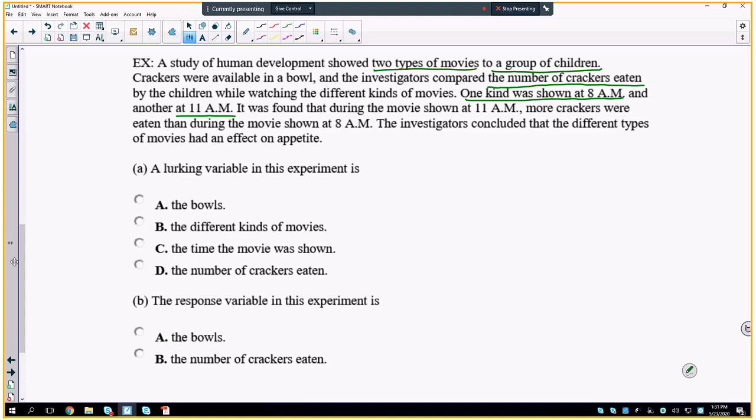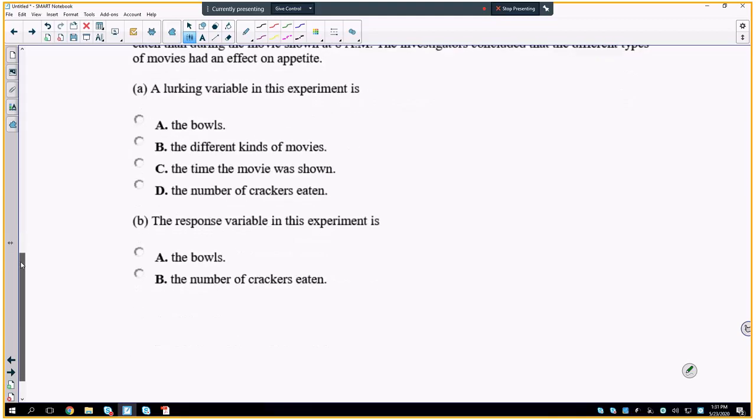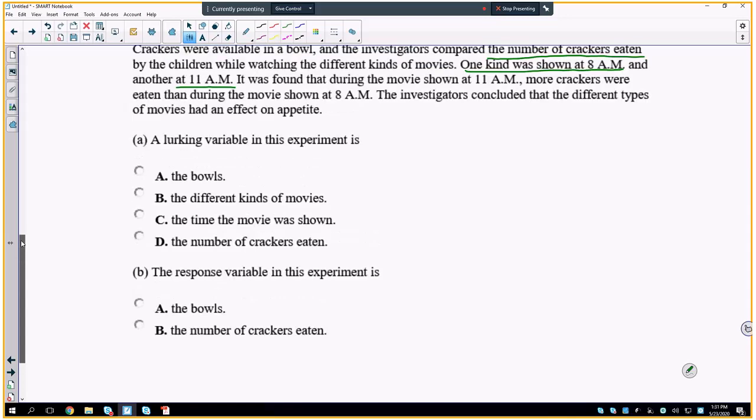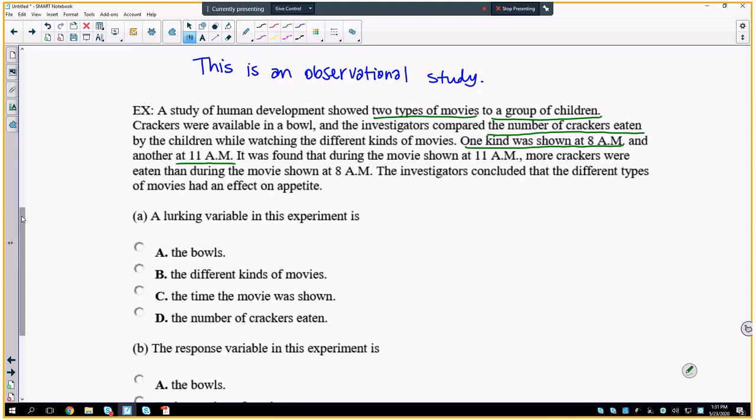Question A, a lurking variable in this experiment is what? The bowls, the different kinds of movies, the time the movie was shown, the number of crackers eaten. So the different kinds of movies shouldn't be a lurking variable because that's in the experiment. They've accounted for that. The number of crackers eaten is what they're trying to measure. So we have the bowls, or the time that the movie was shown.